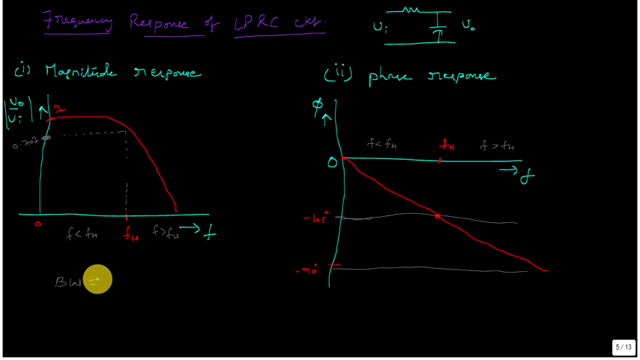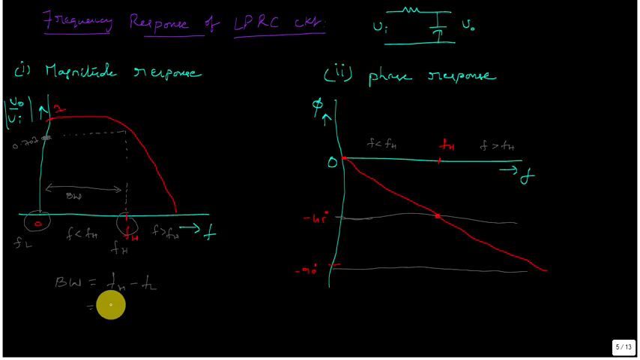Bandwidth is the range of frequencies over which the magnitude is greater than or equal to 70.7% of its maximum value. If this is the maximum value, then 70.7% is this one. So this entire duration is treated as bandwidth because this range of frequencies has magnitude response greater than 0.707. This is the lowest frequency and this is the highest frequency. This will be treated as FL, and this as FH. Generally we know that FH minus FL is bandwidth.